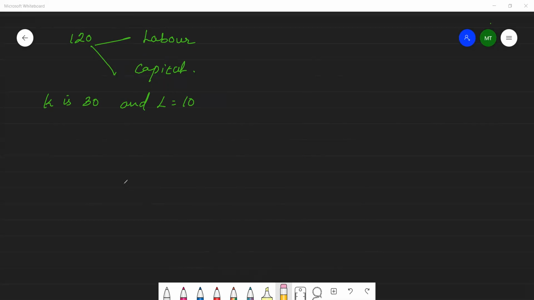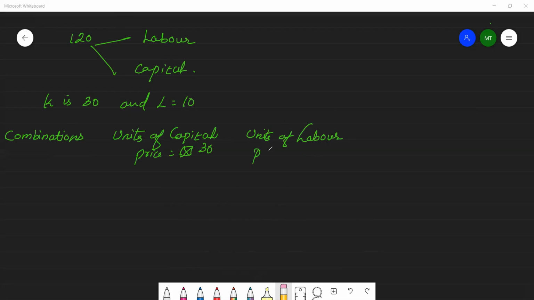The table is given, so let us see it. The table has 5 combinations: A, B, C, D, E. Then units of capital, price equal to 30; then units of labor, price equal to 10. Next, total expenditure in rupees.